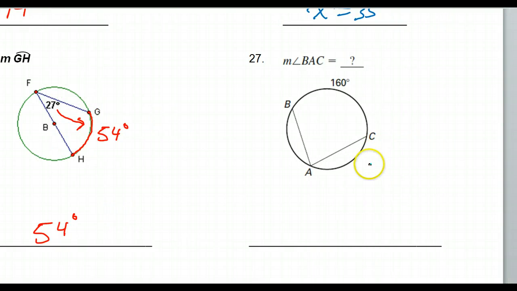Okay, maybe this one will be more challenging. Or not. Find the measure of angle BAC. Yep, another super easy one. This inscribed angle should be half of the arc, my friends. So it's just gonna be 80 degrees. Kabam!